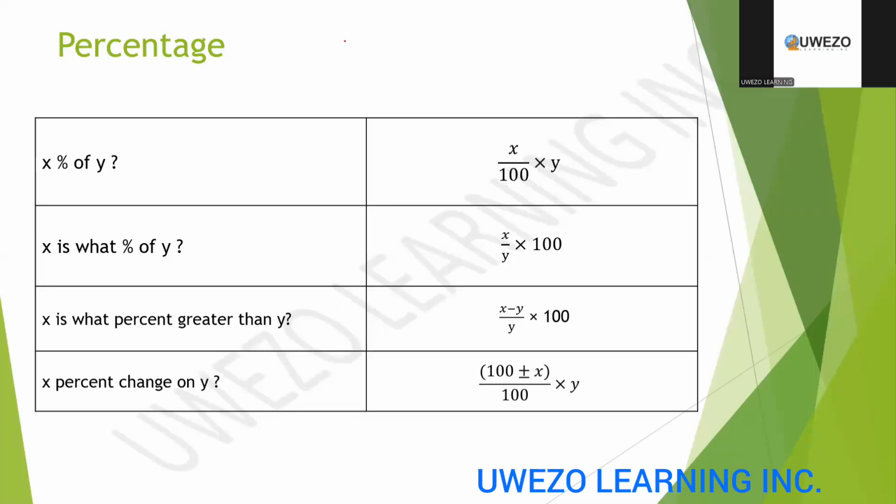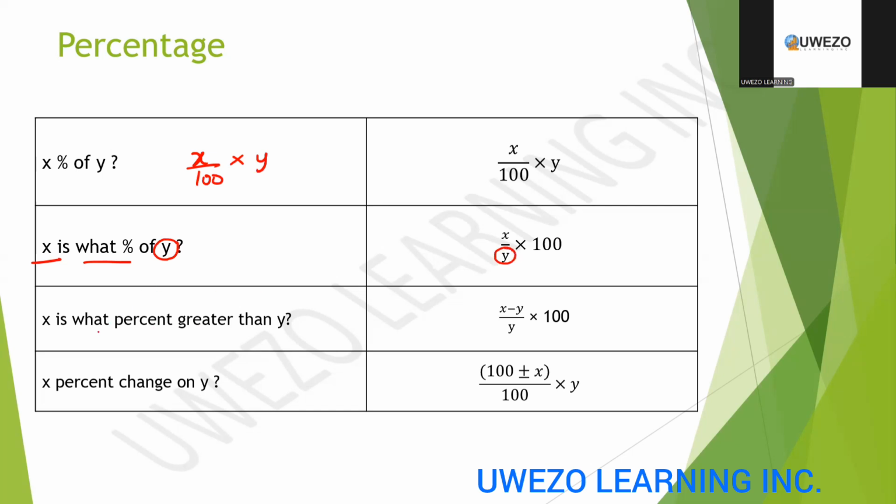These are the four important formulas we have in percentage. The first is x percent of y. So we know x percent is x over 100, of is times, y. So that would be x over 100 times y. When it says x is what percent of y, we do x over y times 100. So the value after "of" goes to the denominator.